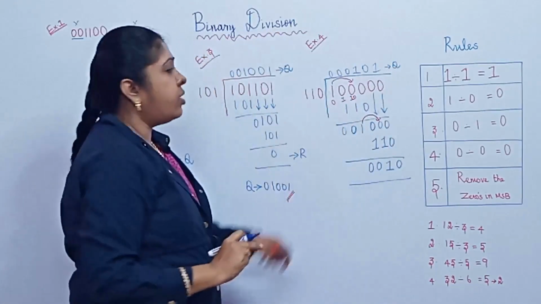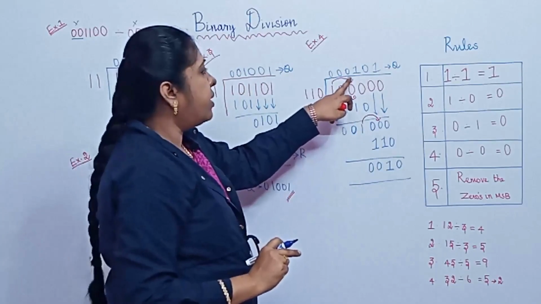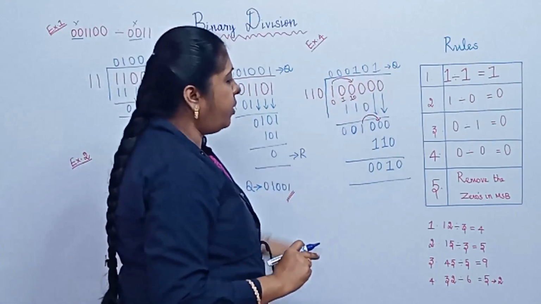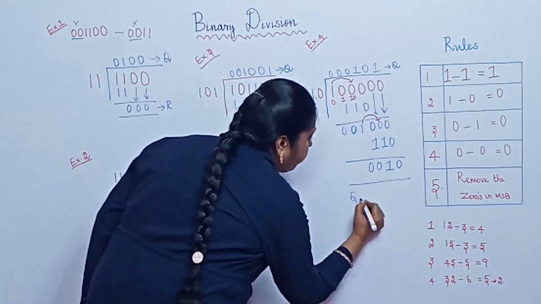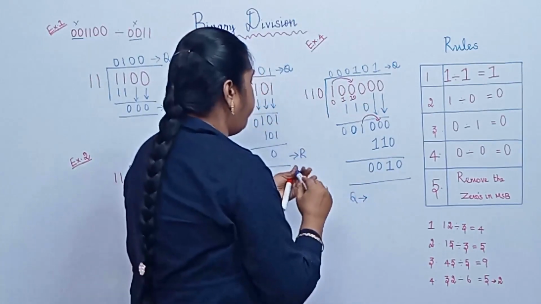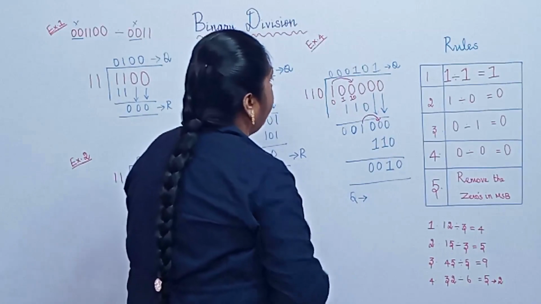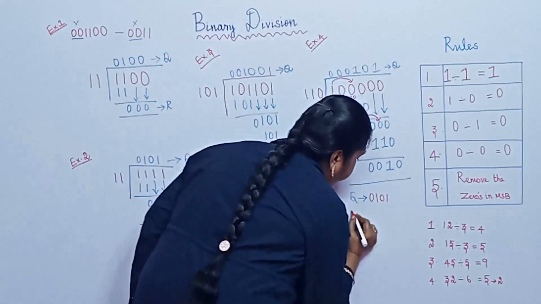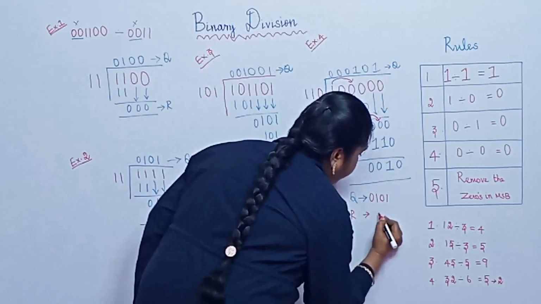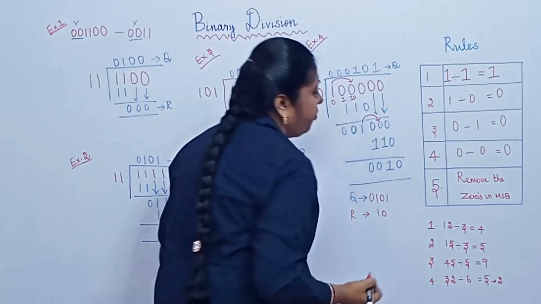So the quotient, we can write as, discarding all the zeros, just 1 0 we can represent and write as 0 1 0 1, and the remainder as 1 0. So the quotient is 0 1 0 1 and the remainder is 1 0. Okay.